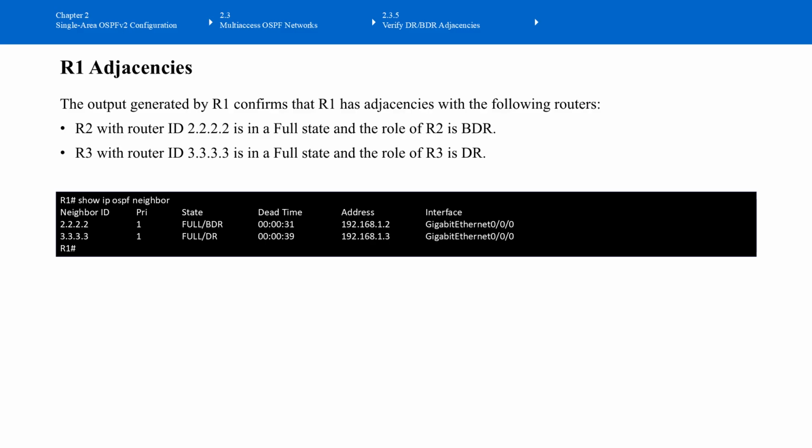This output confirms R1's OSPF neighbors. The show ip ospf neighbor command gives 2.2.2.2, that's R2's router ID.